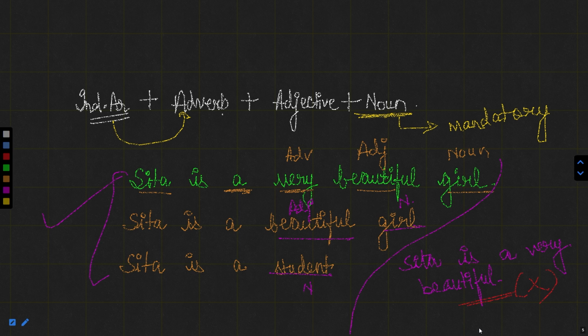However, if we talk about the position of this article, obviously it will be followed by the adjective or the adverbs used before these nouns. But if the noun is not there, the article is of no use over there. Now, to rectify this sentence, we can simply remove this a and write Sita is very beautiful. The sentence will be correct then. Otherwise the sentence will be incorrect. So if I don't place a noun, there is no need to put an article over there.